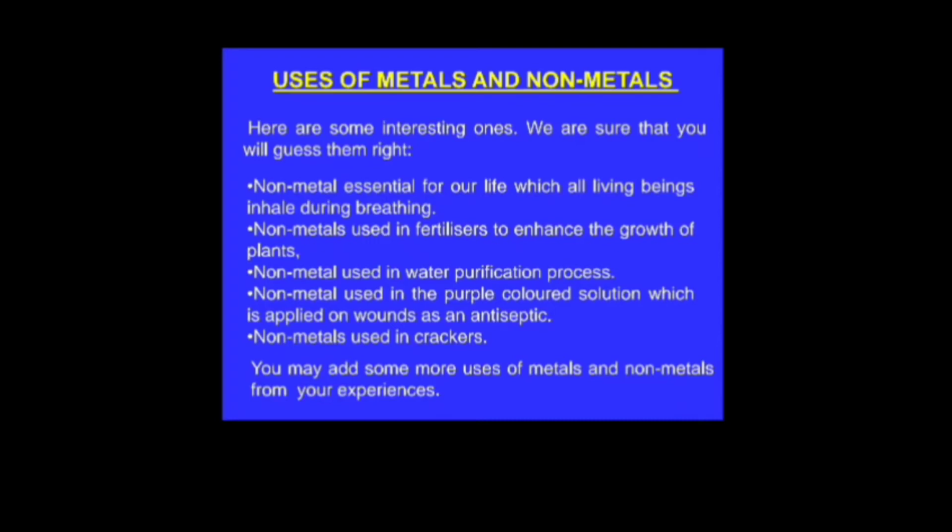Some of the important uses of common nonmetals like oxygen, nitrogen, chlorine, iodine, sulfur, phosphorus, and carbon are as follows. Oxygen is a nonmetal which is used by plants and animals for breathing. Thus, oxygen nonmetal is essential for maintaining our life. Oxygen nonmetal is also used in the process of burning of fuels in homes, factories, and transport vehicles.